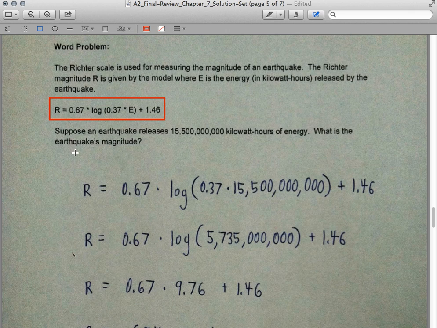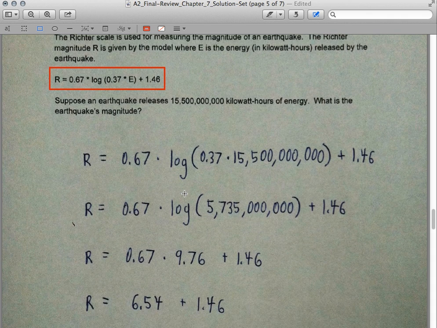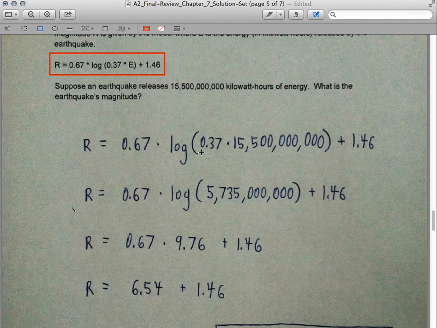The question is, suppose an earthquake releases 15,500,000,000 kilowatt hours of energy. What is the earthquake's magnitude? So we are given the E variable here in the equation, and we are asked then to solve for the resulting R value, or the Richter magnitude. So we can set up our equation, and instead of log of 0.37 times E, it is log of 0.37 times 15,500,000,000. That becomes log of 5,735,000,000.